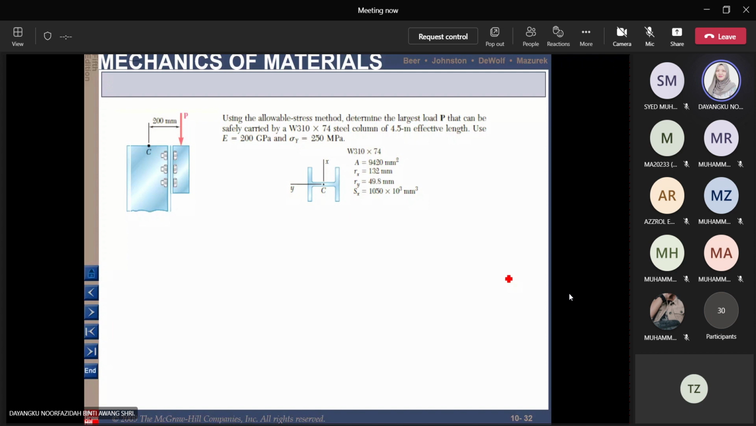So before we go to the check, we get the value of L over R, because the allowable stress method is basically just going to P over A. So our allowable stress method is P over A equal to MC over I, and this value should be less than or equal to the allowable stress.